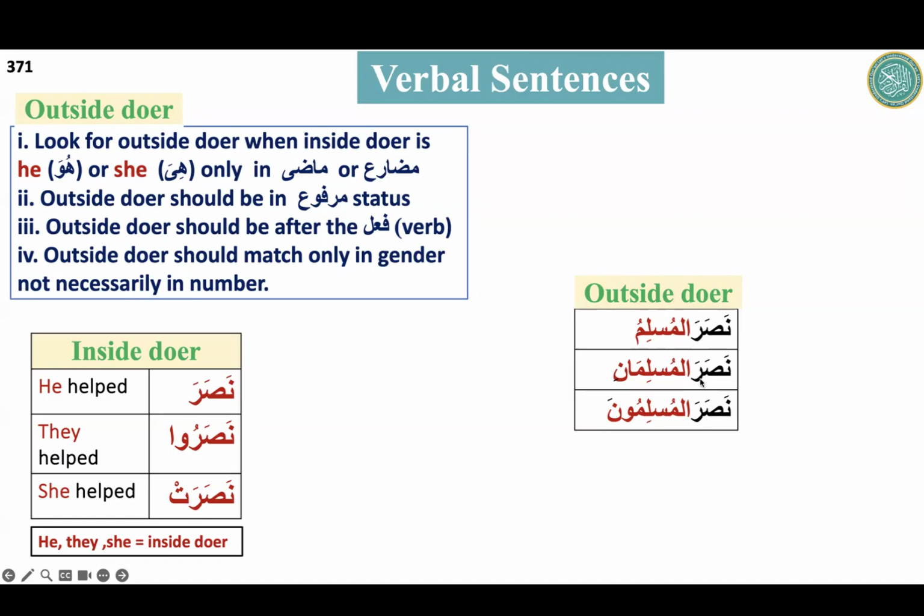Okay, we will see what it is. Similarly here, Tanjeen. Assalamu alaikum. Okay, we have Nasara al Muslimani. Tell me what is the inside doer and what is the outside doer here? Nasara is he, the inside doer. Then Muslimani is the outside doer. The outside doer should be in rafa status. That's why this is the outside doer. So how will you translate it?